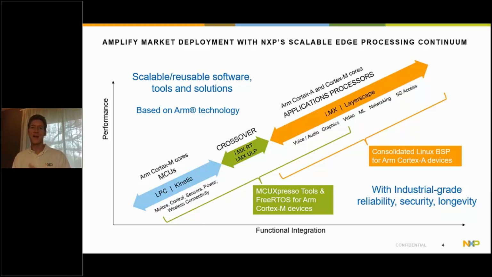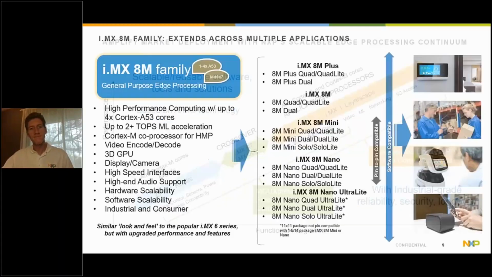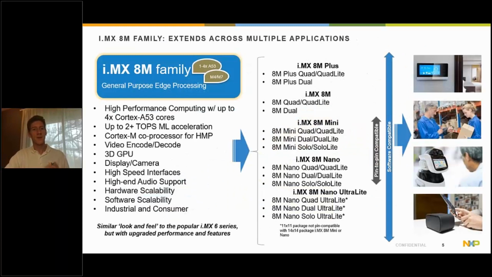But it's not enough to just have great silicon. We need to have scalable and reusable software with great tools and solutions that help make it easier and faster for you to get to market. NXP can't do it alone, and this is why we have great partners around the world to help enable these advanced devices. And the i.MX 8M family is our newest and general purpose edge processor for the masses.